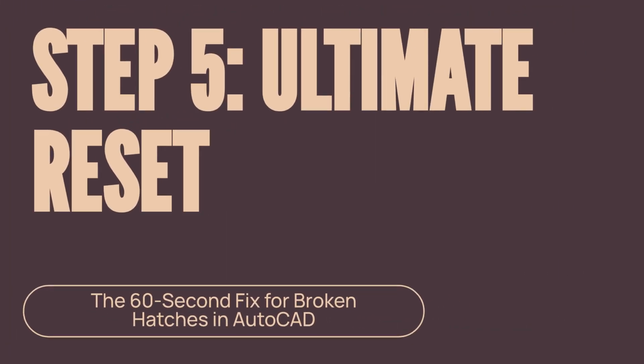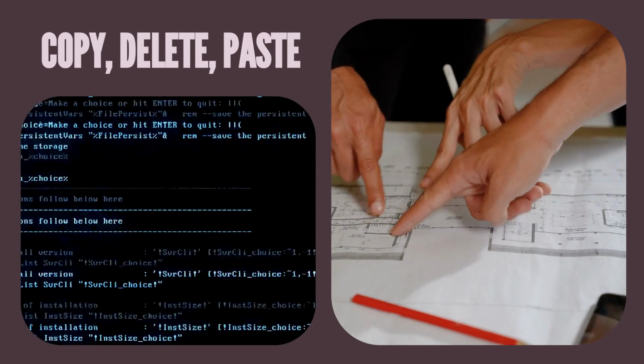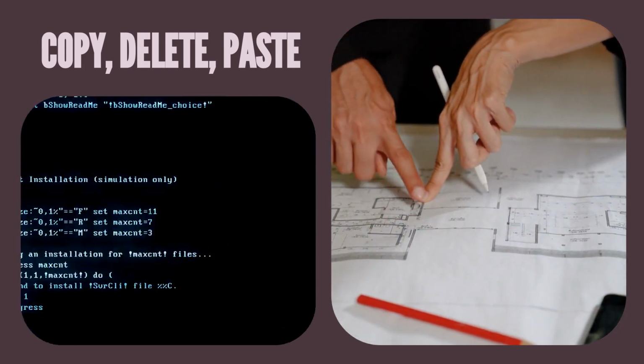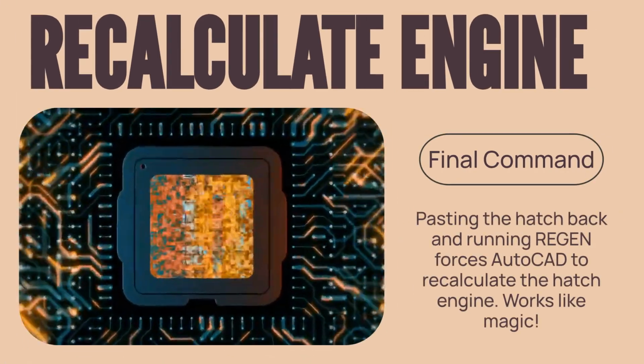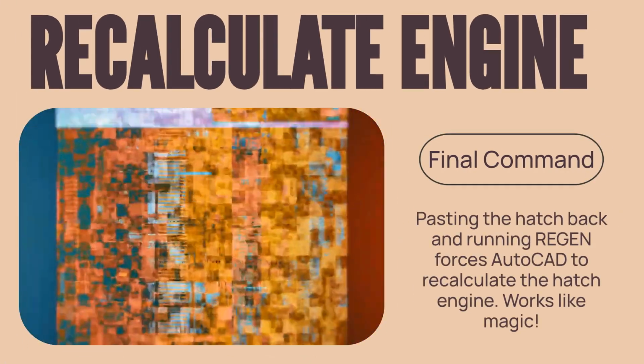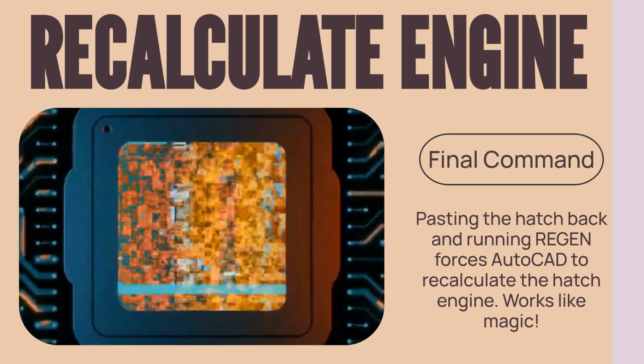If absolutely nothing works, it's time for the ultimate one-command reset. This is step 5, the final trick. Copy the broken hatch, delete the original, and then paste it back. This essentially resets the hatch object. After pasting, run REGEN again. This forces AutoCAD to recalculate the hatch engine completely. It works like magic when other methods fail.